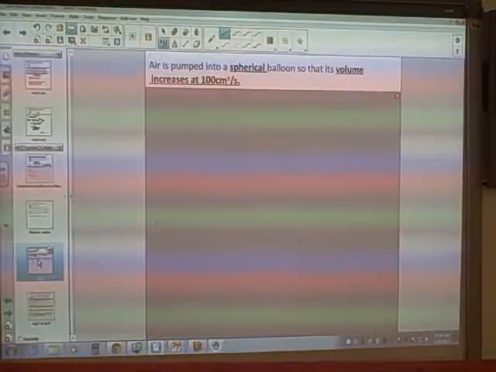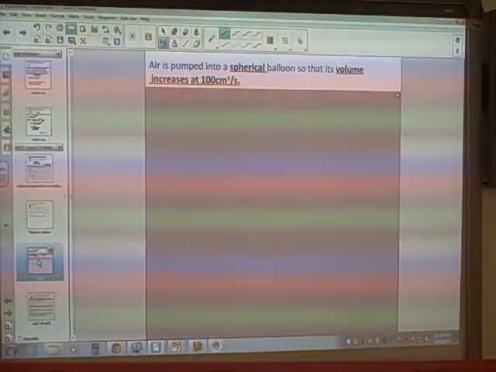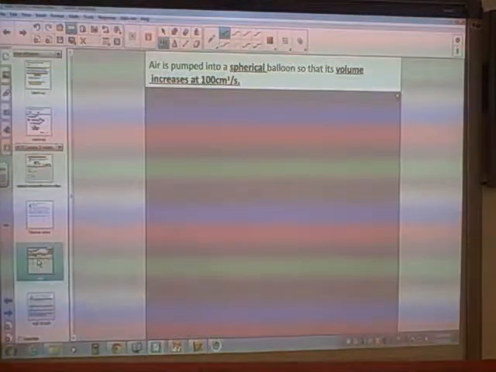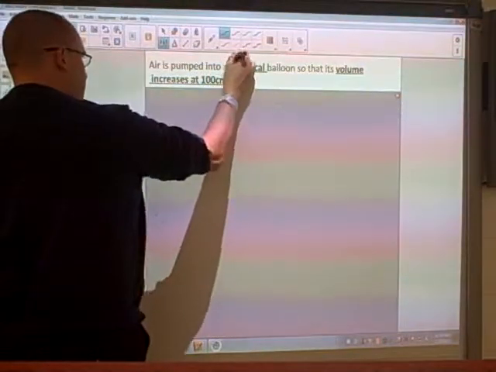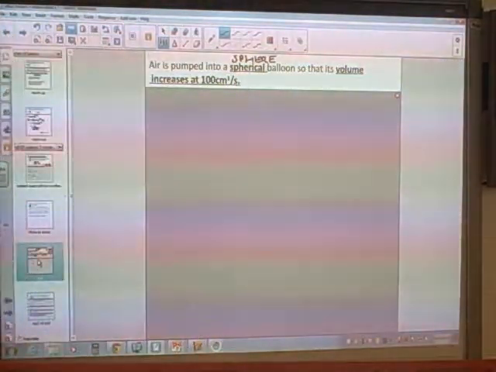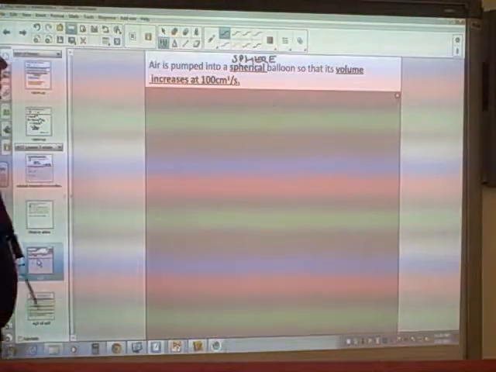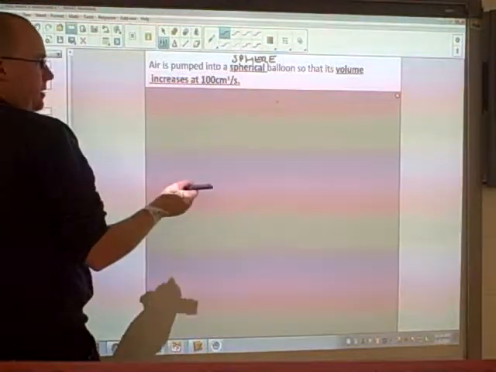So we're going to look at a couple of examples, and I've highlighted part of the question to show you key things that you should be looking for in these questions. It says air is pumped into a spherical balloon. So we know the shape of this is going to be a sphere. And then we can start thinking about formulas for this in a second. So that its volume increases at 100 centimeters cubed per second.